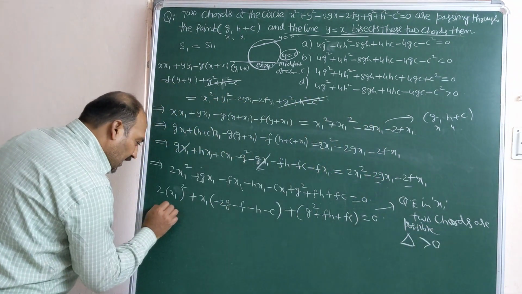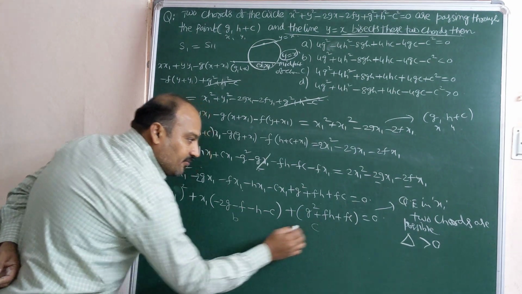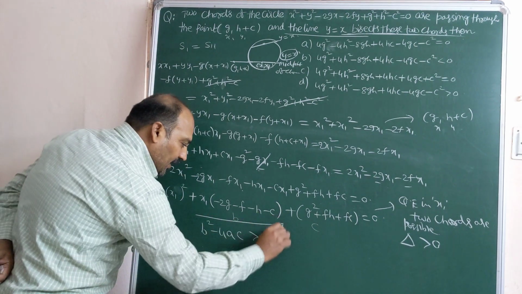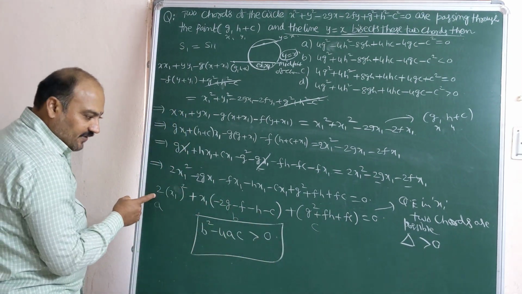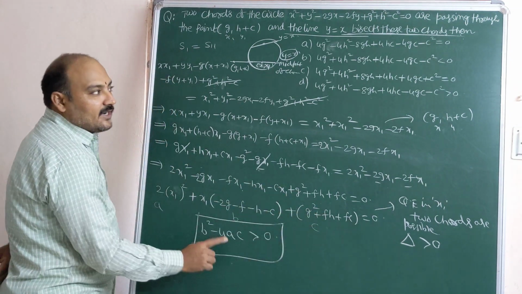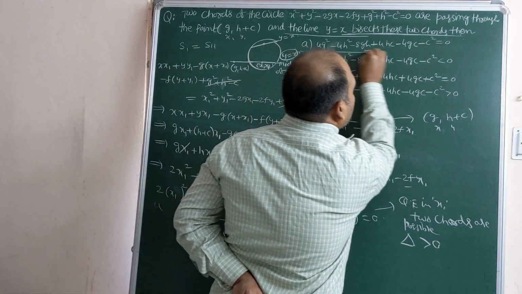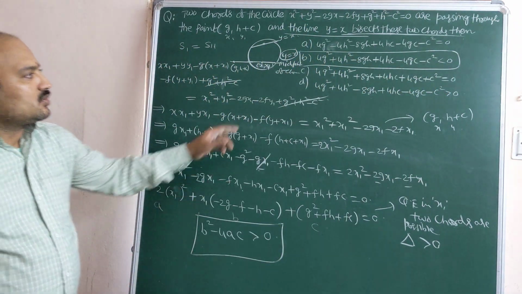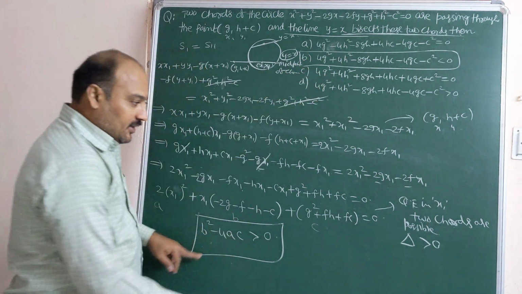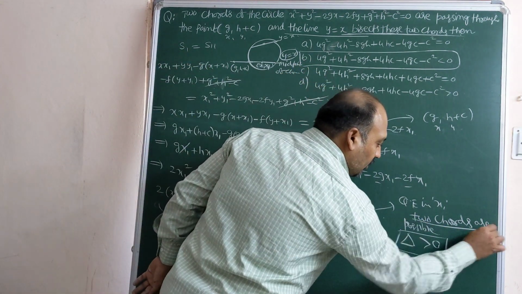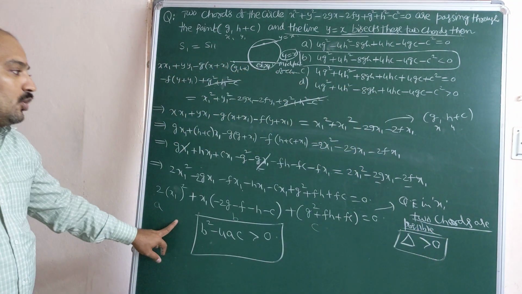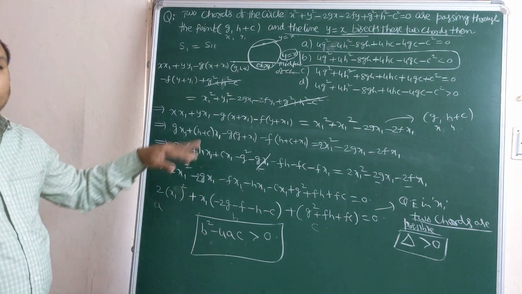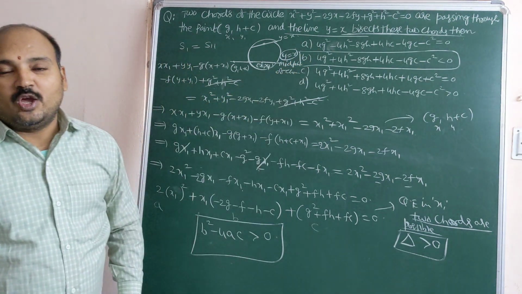What is discriminant? This is A, this is B, this is C. Delta, B square minus 4AC, is greater than 0. If you apply this formula, this is B value, this is A value, this is C value. If you apply and simplify, you will get, dear students, this value. Why? Because it will be a very lengthy question. So if you apply, you will get it. After applying, delta greater than 0. Why we are applying? Two chords are possible. So delta greater than 0, B square minus 4AC is greater than 0, from this quadratic equation you get it. This is option B. I hope you understand.